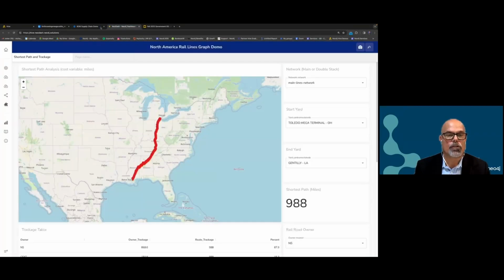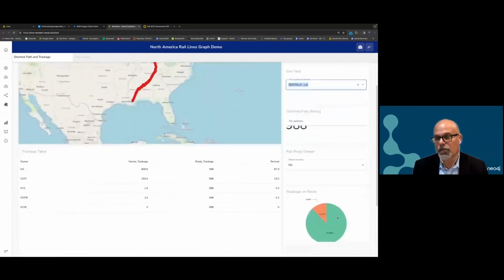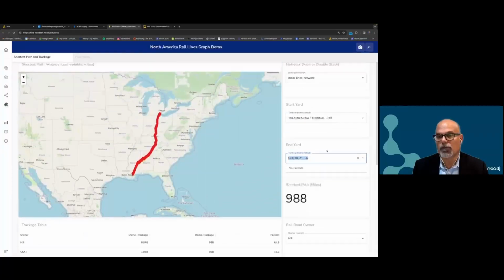And so this is a tool called Neo4j, and Neo4j is a Neo4j Labs project, and it allows you to basically create a dashboard and work with your graph interactively. And so I can pick different locations, and so I've picked a location from Detroit down to Gentilly here in Louisiana, and I've asked it to say, find the shortest path through the entire North American rail network graph that connects these 2 points. And so there's our answer. It's about 988 miles. Now, if my dispatcher says, you know what, that's actually a double stack train, and now we can run that.